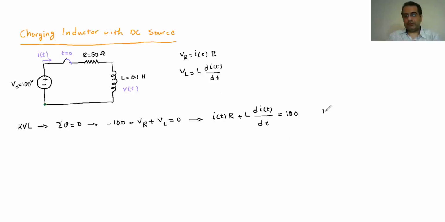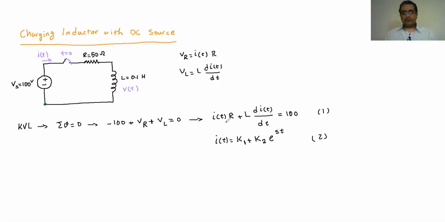I call this one. I know the solution for this equation is going to be I(t) equals K1 plus K2 e to the power of st. So this is the solution. I know this is the solution, so it's the second step.